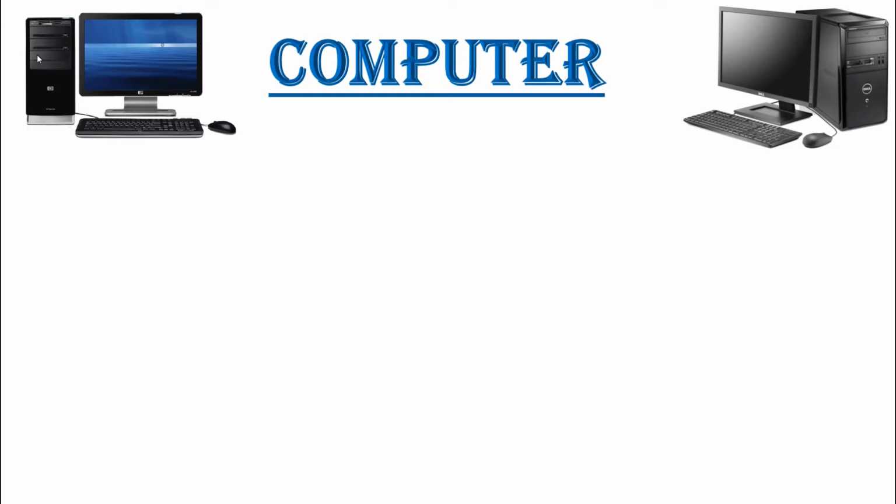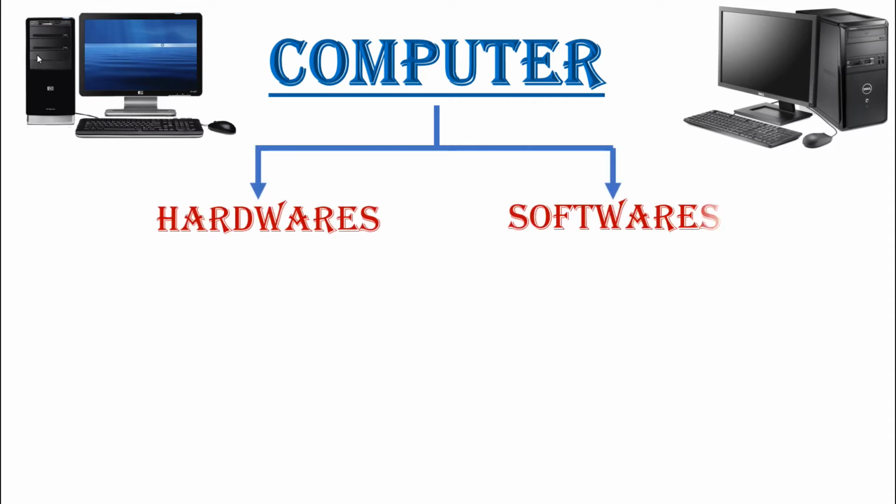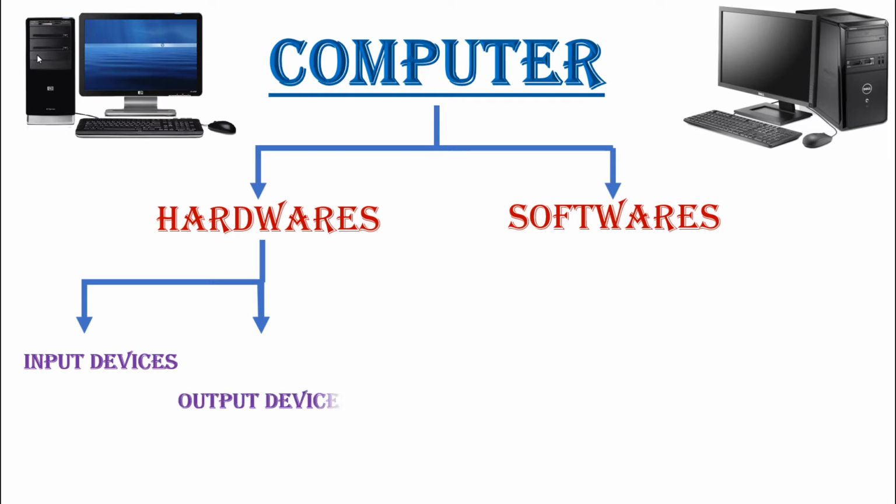In the last video, we have learned about two basic parts of computer. Which are they? Hardwares and softwares. Hardwares are three types. Among that, two types we have discussed: input devices and output devices. Today, we are going to learn about the third type of hardware, that is storage devices.